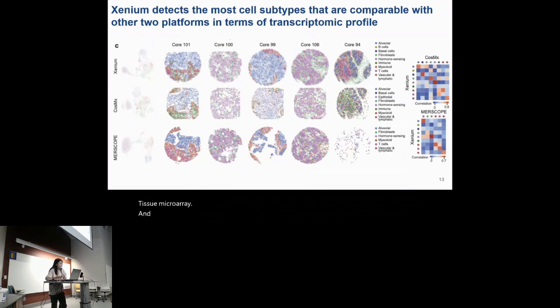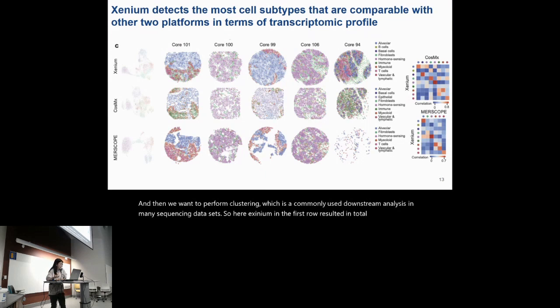And then we want to perform clustering, which is a commonly used downstream analysis in many sequencing data sets. So here, Xenium in the first row resulted in a total of 9 cell types detected for the breast cancer tissues that we selected. On the other hand, CosMx resulted in 8 cell types on the second row, and Merscope resulted in 6 cell types on the third row.